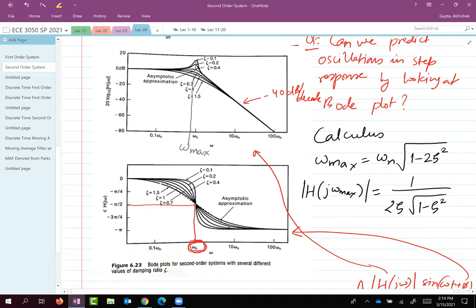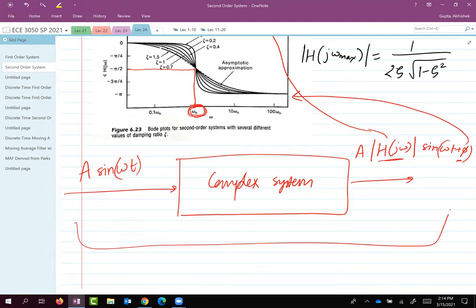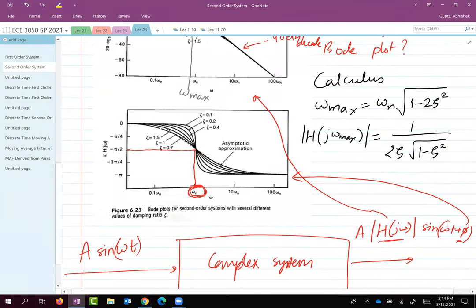Any questions so far? Everyone understands why the Bode plot is important. It's because you can just do testing rather than modeling to derive some approximation of the system and get some characteristics of the system.